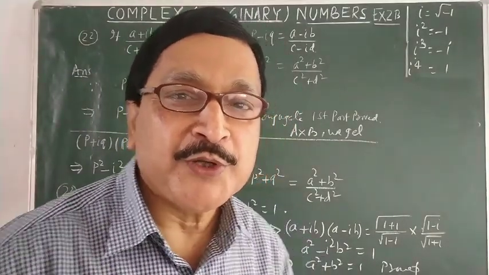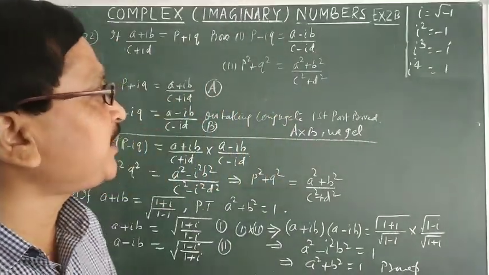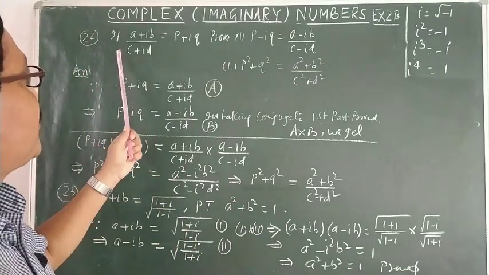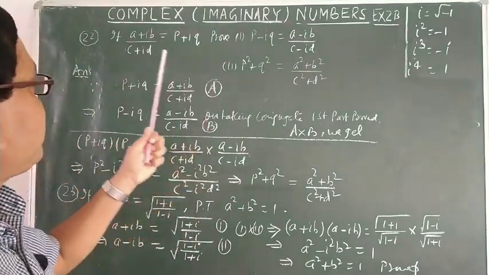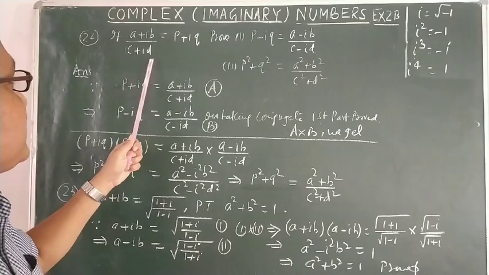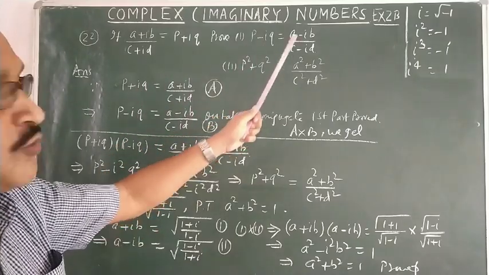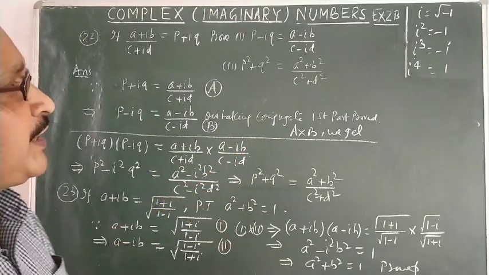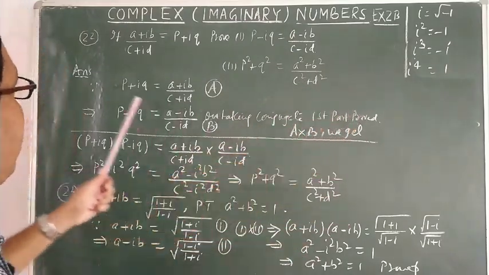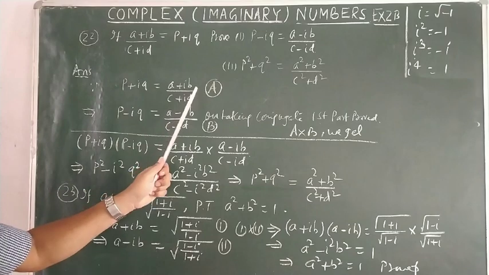This is the fourth video on complex numbers, starting from problem number 22. This is a very urgent and important problem. If (a + ib)/(c + id) is equal to p + iq, prove that these two facts hold. Knowing all these four facts, after that, p + iq is written already.